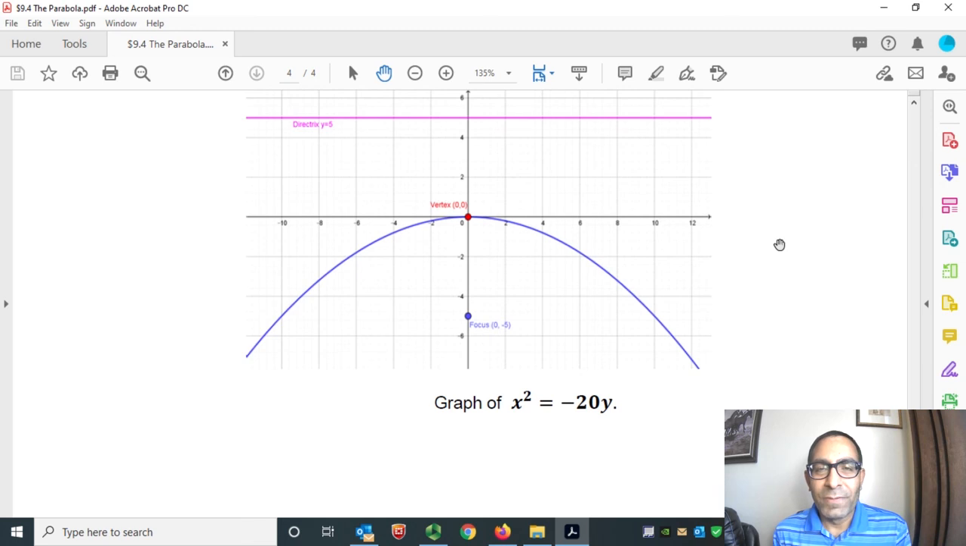Great. So we finished this section, the parabola, as well as we finished chapter 9, the conic sections. In our next class, we will start sequence and series, chapter 10.